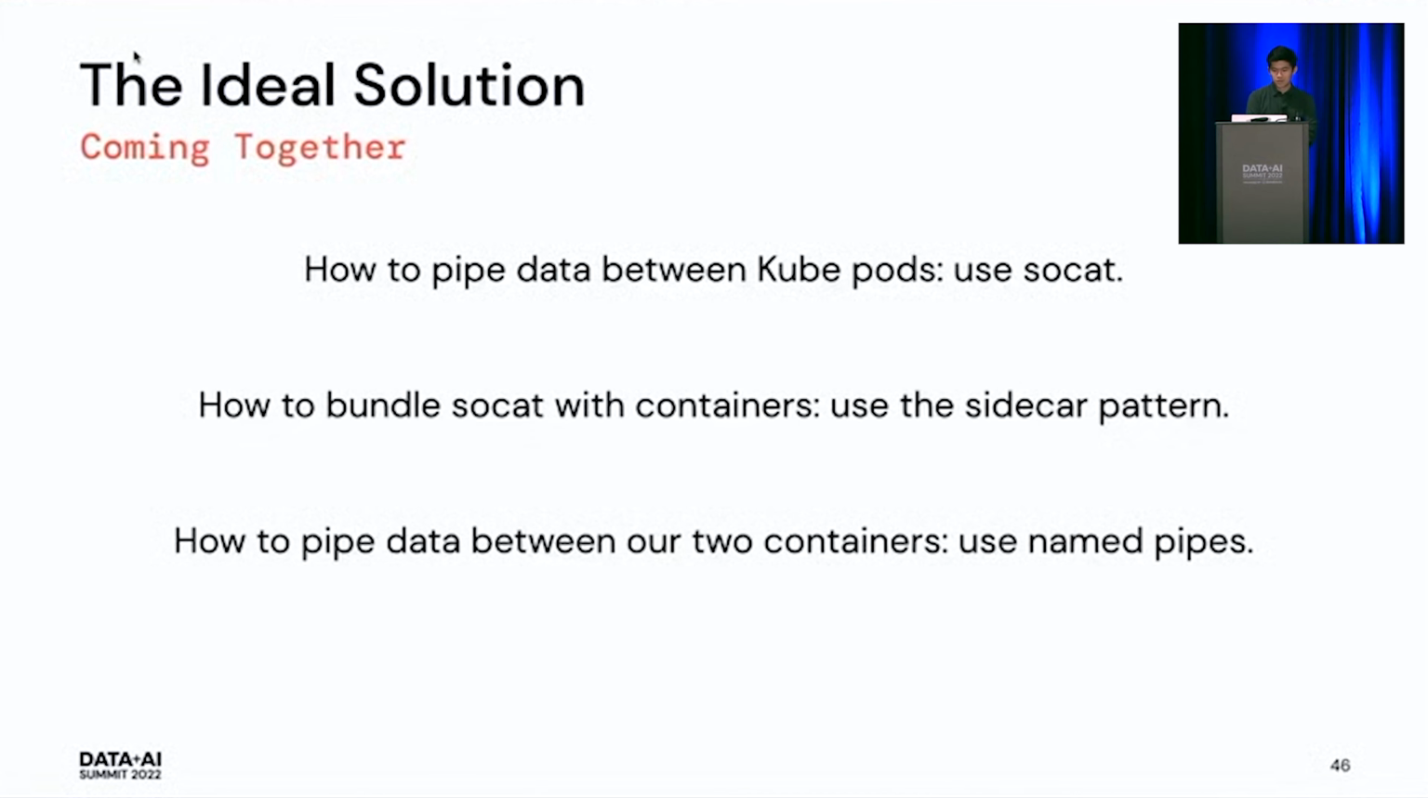Great. So that was a whirlwind through all of that, the three problems we had to come up with our ideal solution. Just a quick recap. We talked about how we pipe data between pods. We can use socat for that. We talked about how to bundle socat with our containers. We can use a sidecar pattern for that. And lastly, we talked about how to pipe data between our two containers, and we can use named pipes with an init container for that.